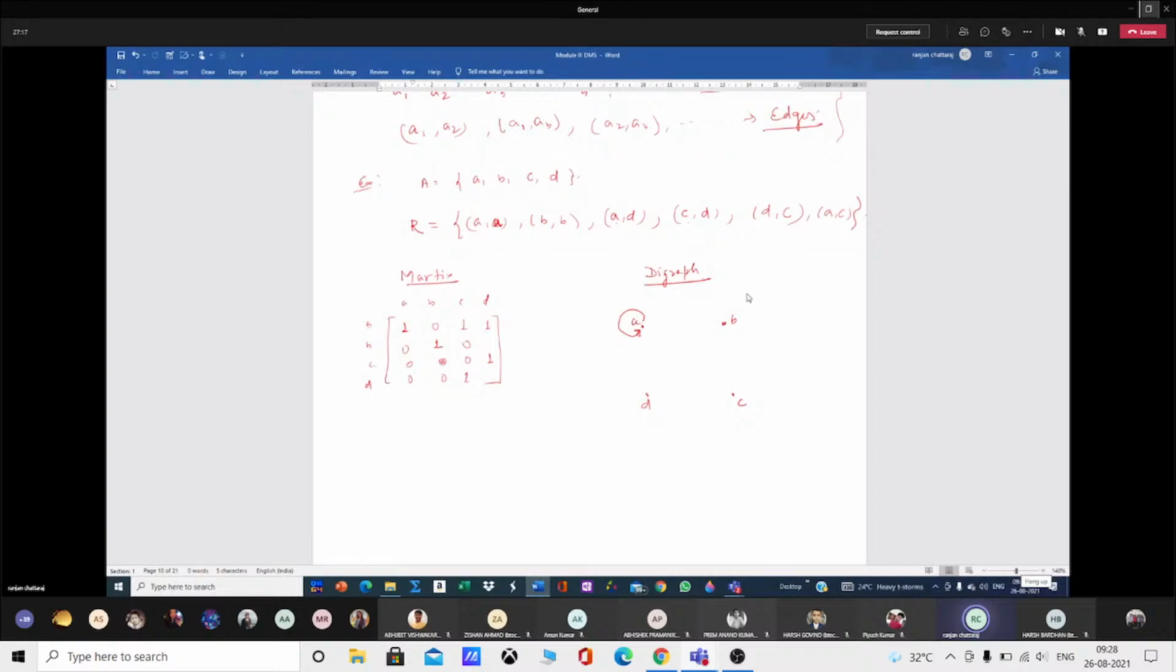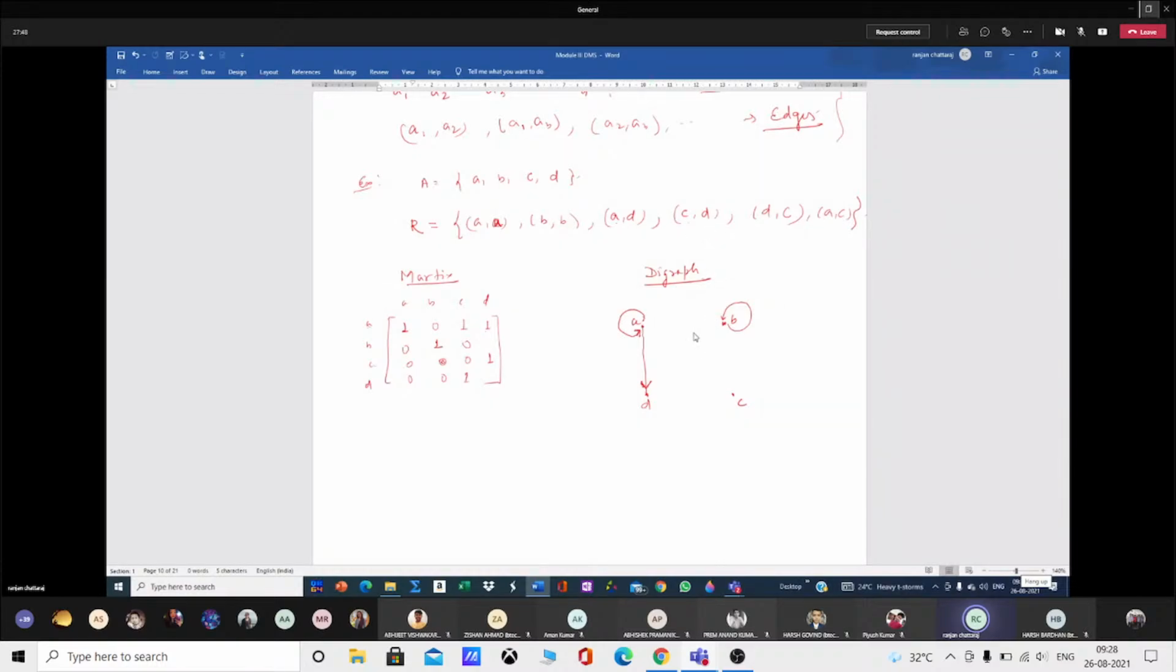Then B is R related to B. A is related to D. This is the D, so it is like this, and you can write it like this. That means A is directed towards D. So that's why it is named the directed graph. Directed means we must have some directions. This represents A to D, not from D to A.